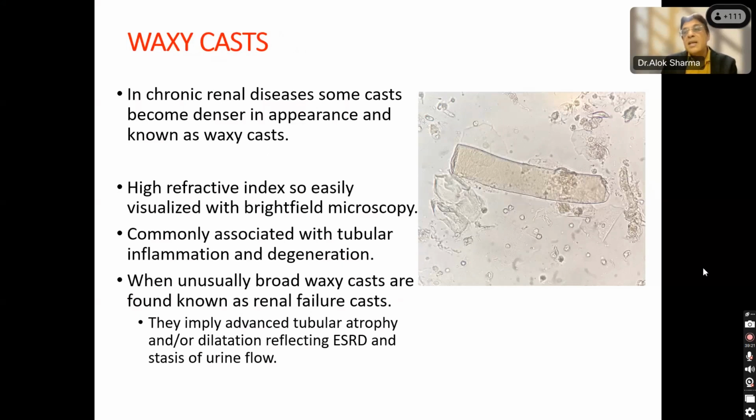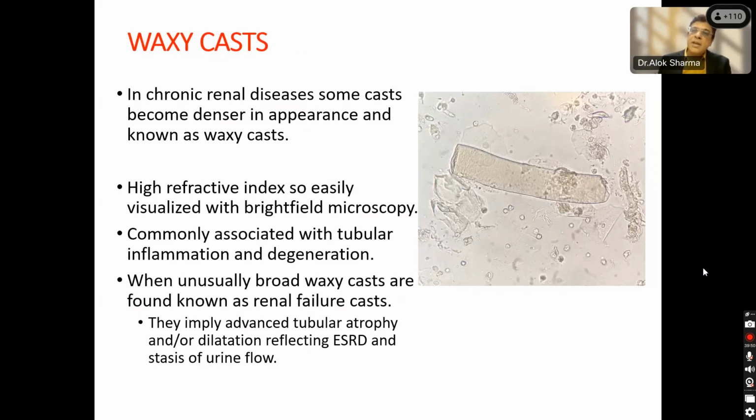The waxy casts, on the other hand, are slightly better visualized even on routine microscopy. And many times in chronic renal diseases, they become denser and appear as waxy casts. And just like the previous casts which we have seen, they are associated with tubular inflammation and degradation. And you must have heard about these renal failure casts, right? Somebody can ask you in your viva, what are renal failure casts?